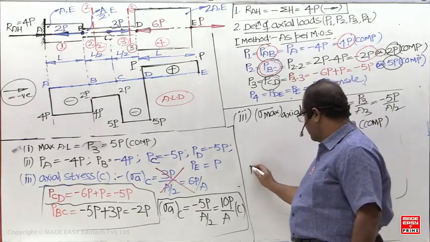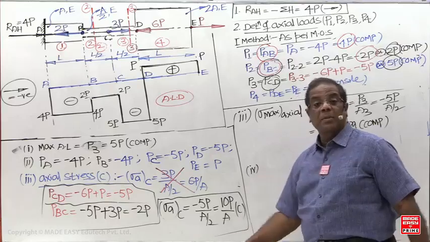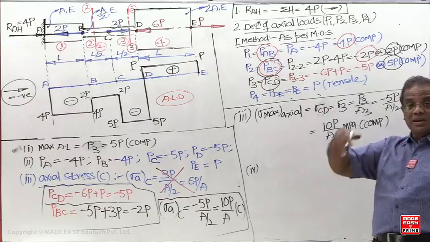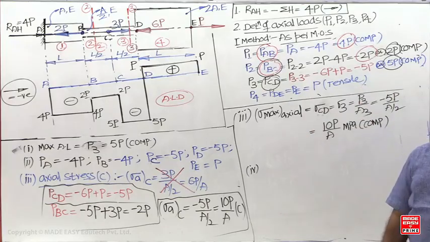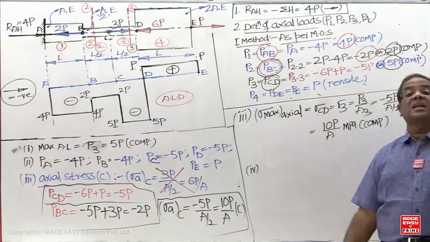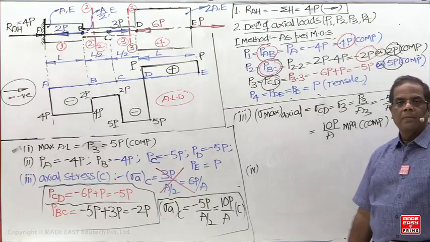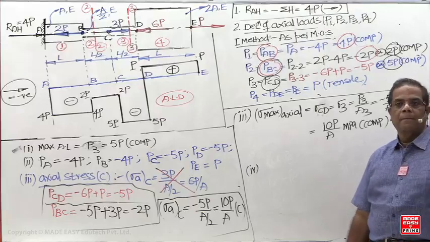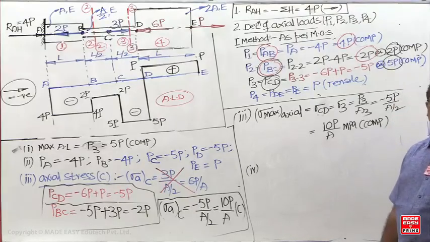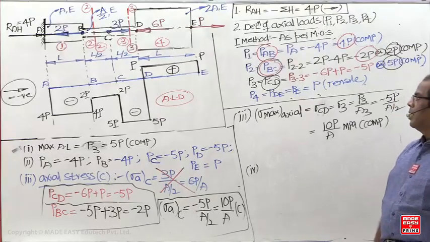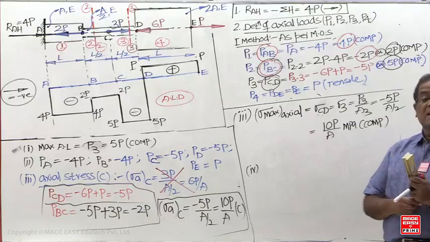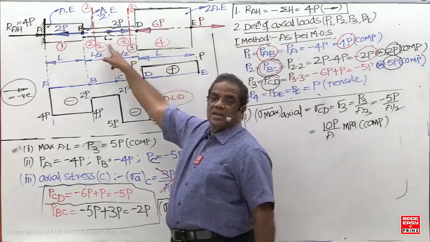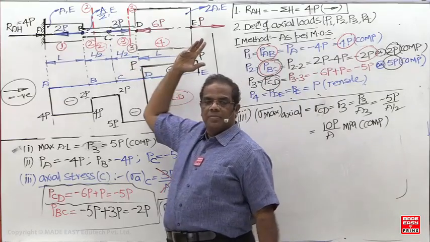But the next one is asked now. Maximum tensile stress in the bar. And axial stress means on the cross section only. But what is the fourth one asked now? Maximum tensile stress in the bar, and maximum shear stress in the bar. So which one is the critical portion here now? CD is the critical portion. In the CD portion, stress is maximum.